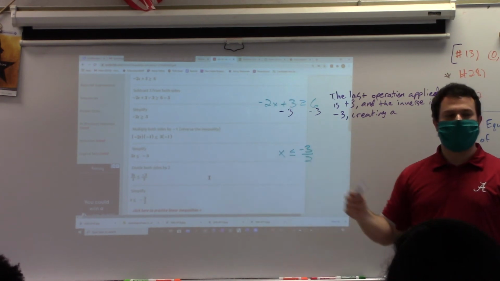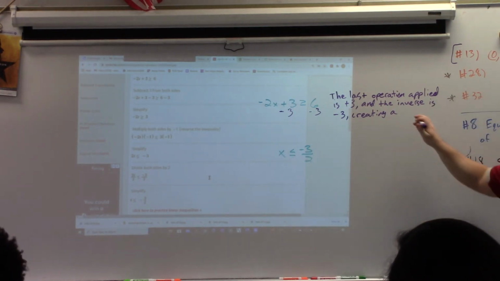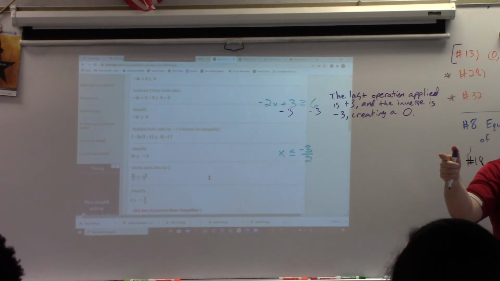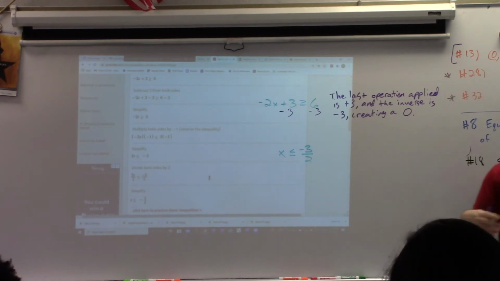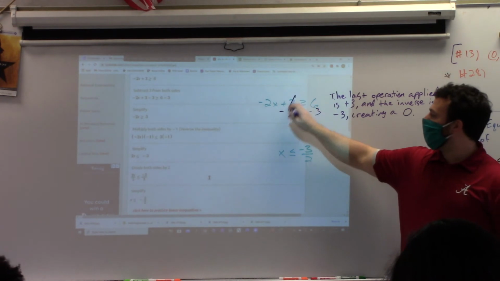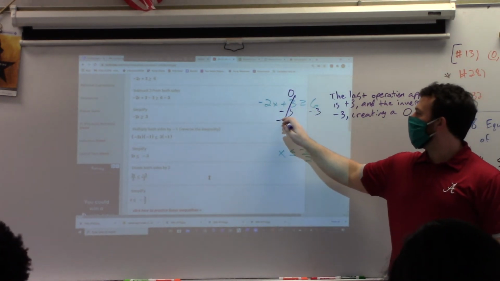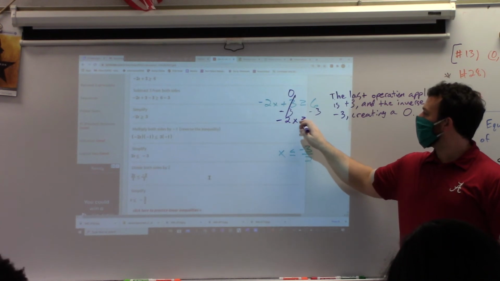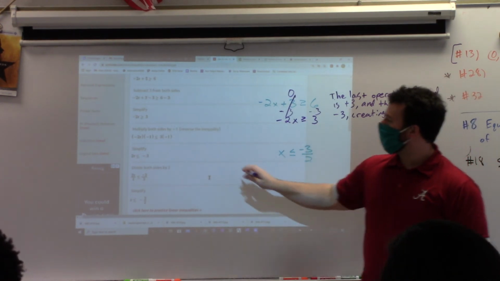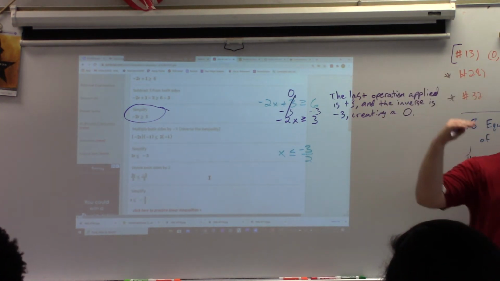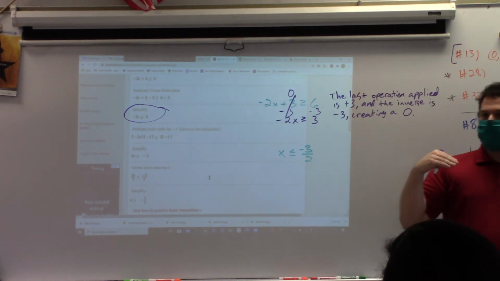What's 3 minus 3? Zero. What's it called? Starts with an I. Identity. 1 and 0 are those identities, right? So we're creating that identity of a 0. So negative 2x is greater than or equal to 3. Is that what they said right here? Yep. Okay, so see how that's going to help us keep track and make sure that we're doing it right?